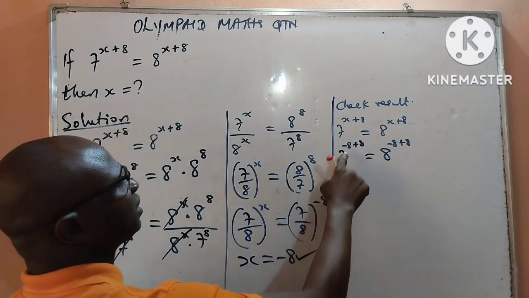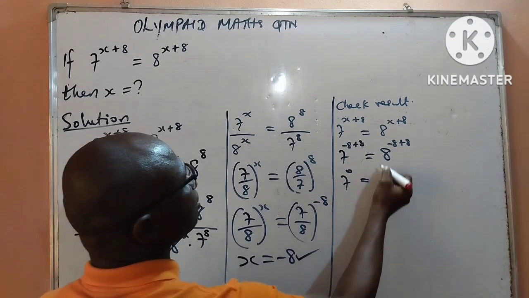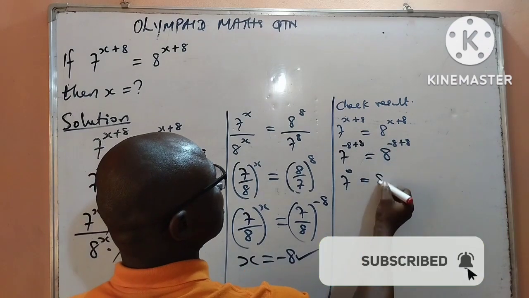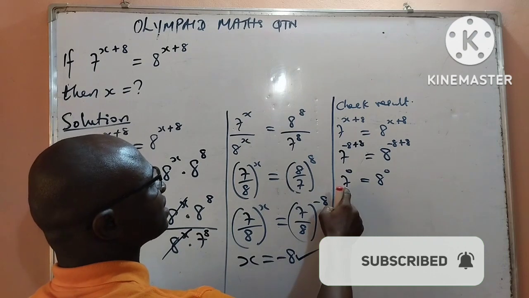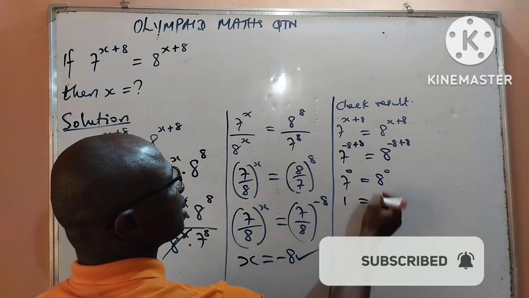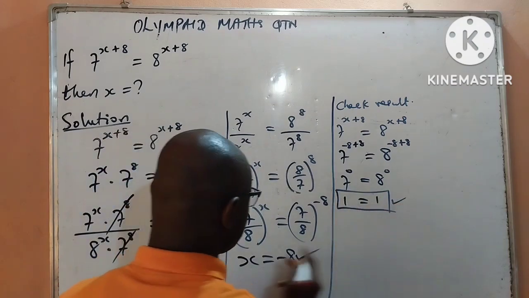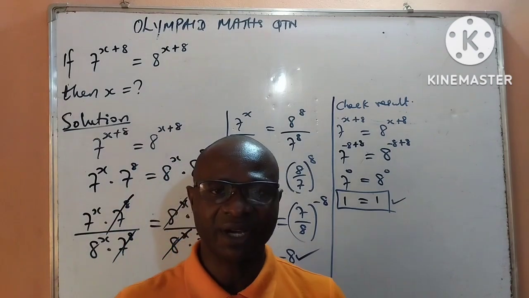Now you can agree with me, minus 8 plus 8 will simply give me 0, equal to, of course, minus 8 plus 8 will still give me 0. And if you look at it, you can agree with me that 7 to the power 0 is 1, and 8 to the power 0 is 1. So 1 is equal to 1, authenticating that our answer for the value of x is very correct.